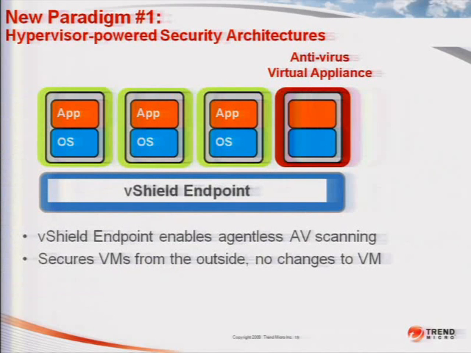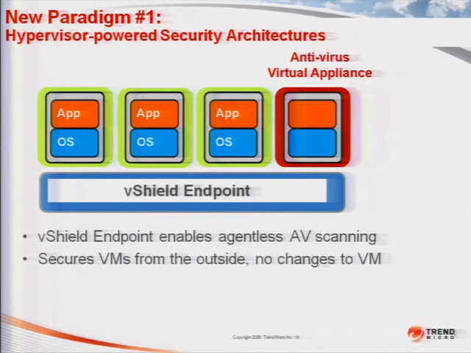So the first key paradigm that we want to talk about, that I'm sure all of you are excited about, certainly everyone I've talked to thinks this is a cool new thing that VMware has innovated in, and companies like Trend Micro are able to leverage. And that's hypervisor-powered security architectures, and that's the vShield endpoint APIs.